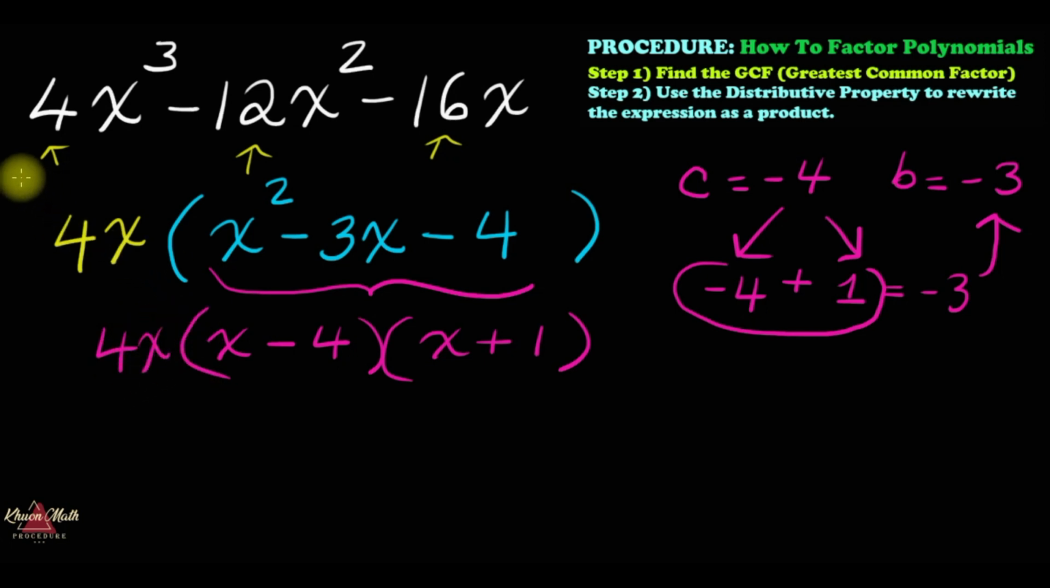So according to this, 4x cubed take away 12x squared minus 16x ends up having 3 factors. 4x is a factor. Here's another factor. So it's that.